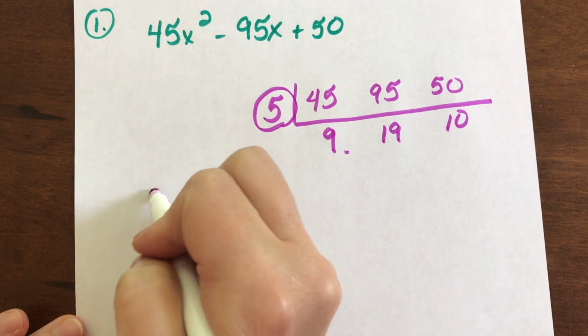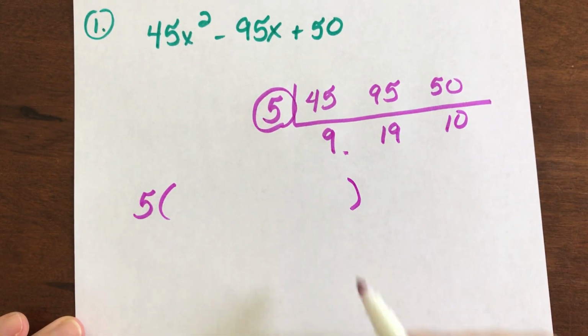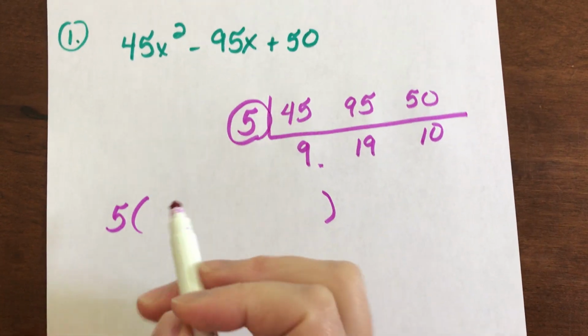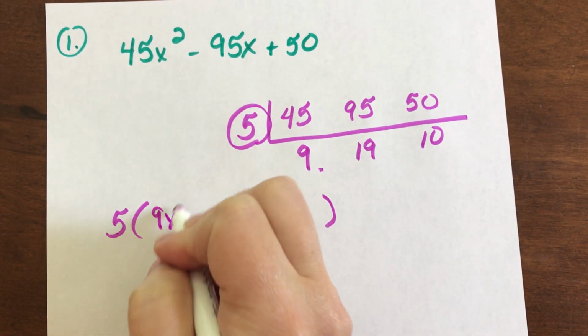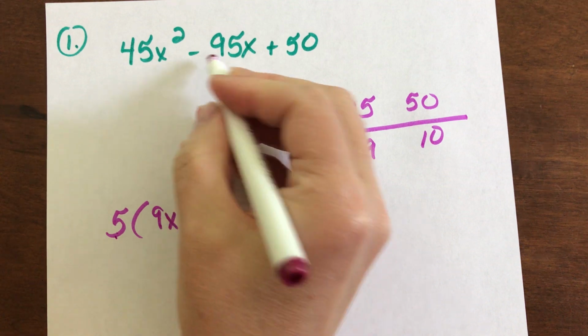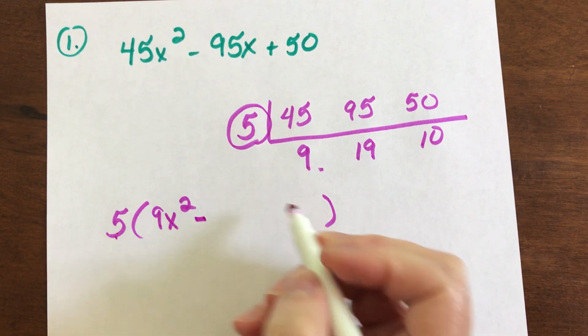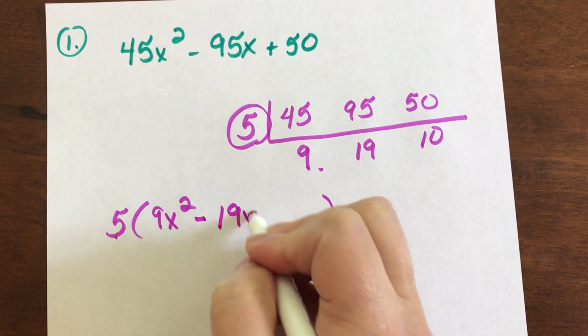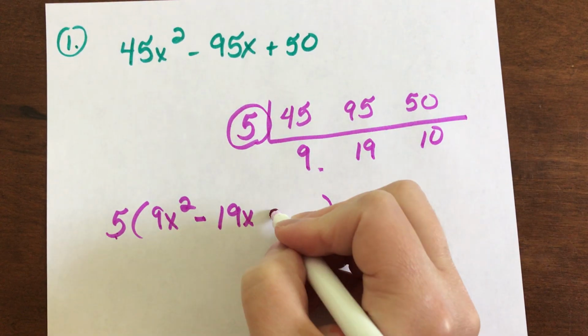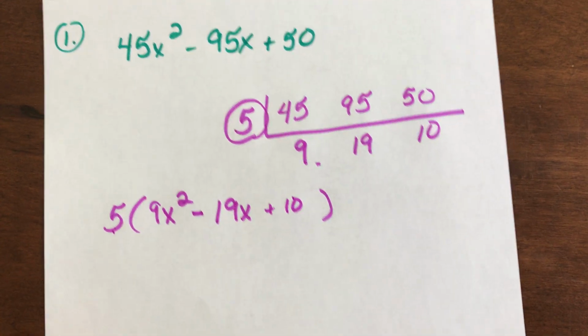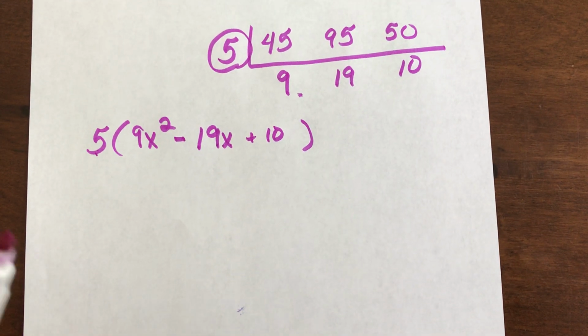So what I'm going to do is pull the 5 out. I'm going to factor using the distributive property backwards. So 5 times what is 45x squared? That's going to be 9x squared. 5 times what is negative 95x? Okay, that's going to be negative 19x. Again, all the answers are right here. And then 5 times what is 50? That's a positive 10. Okay. All right, so now we have to work from there.